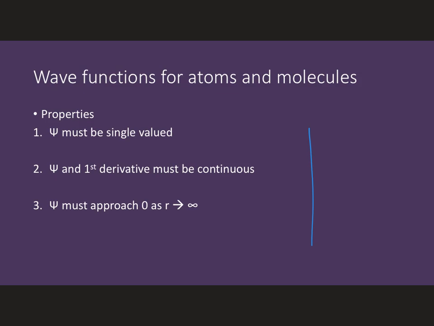The third property is that no matter what our wave function is, it must approach zero as we head towards r of infinity. So as we go out farther and farther, what we should expect is that the wave function is zero at infinity. This is a limit law type of thing, if you remember those. But basically, if we go to infinity, we have zero chance of finding that electron way out there, so it has to approach zero at infinity.